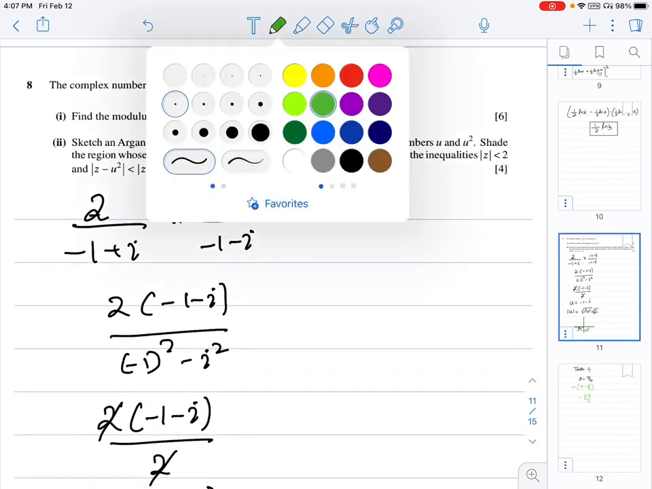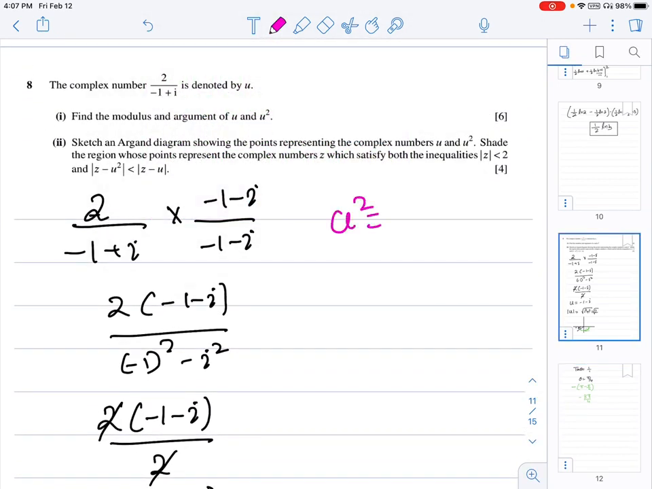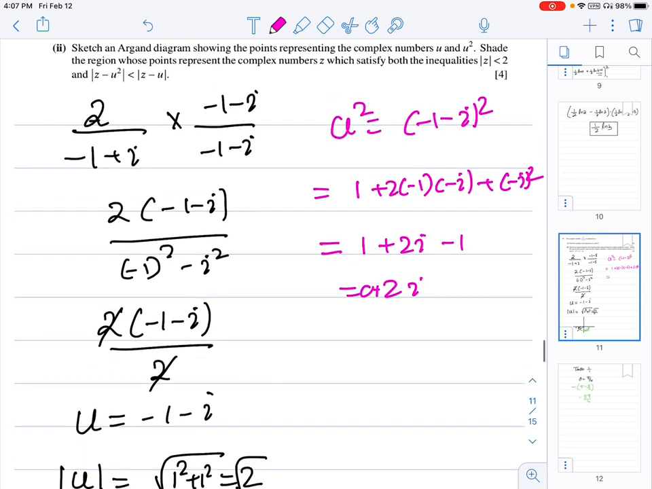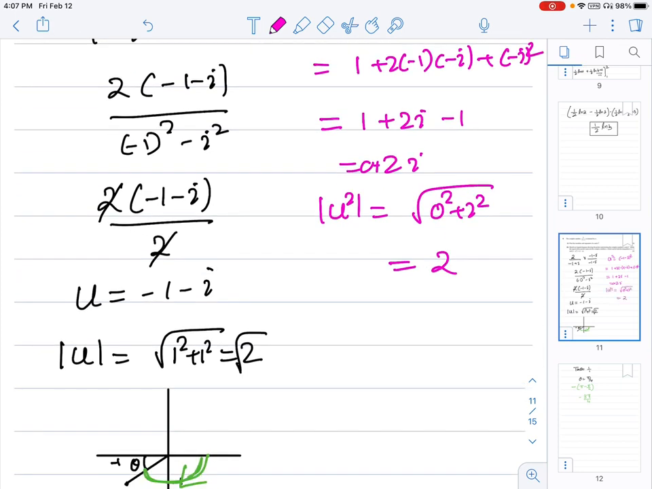It's been asked for u squared too. So u squared will be (minus 1 minus i) whole squared. That will be 1 squared plus 2 times minus 1 times minus i plus (minus i) squared. So u squared is 1 plus 2i minus 1, which becomes 0 plus 2i. Modulus of u squared will be the square root of 0 squared plus 2 squared, which is 2.